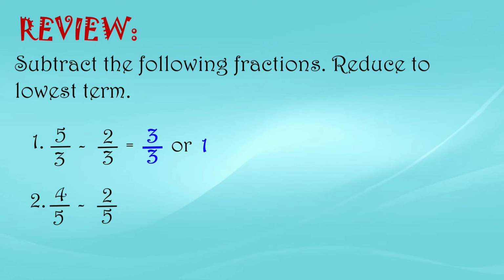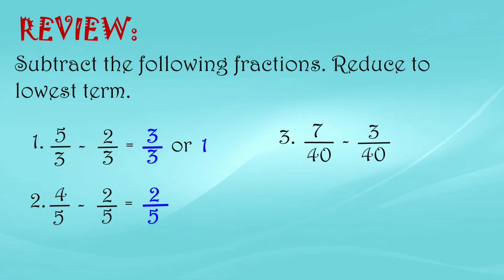Let's have number 2, 4/5 minus 2/5. Ganun pa rin. Mag-subtract lang tayo ng numerator, then copy the denominator. So, 4 minus 2 is equals to 2 over 5 kasi 5 yung ating denominator. Si 2 over 5, naka-lowest term na yan, kaya hindi na natin kailangang i-simplify.